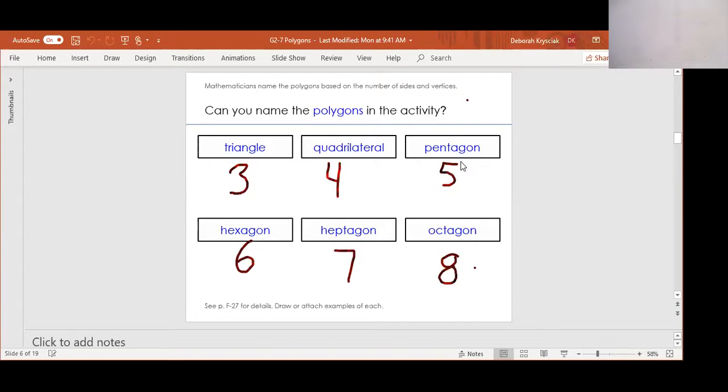Then we have pentagon, which has 5 sides. A hexagon has 6. Heptagon has 7. And octagon, I think that's the easiest to remember because it's got oct, like octopus. So that means it has 8.